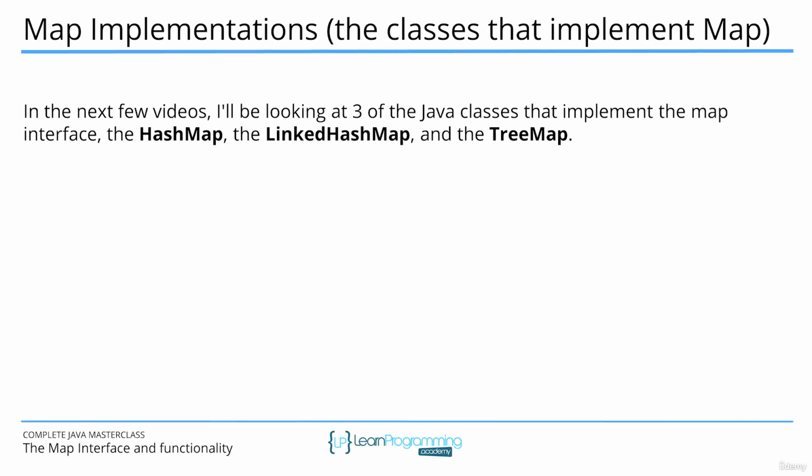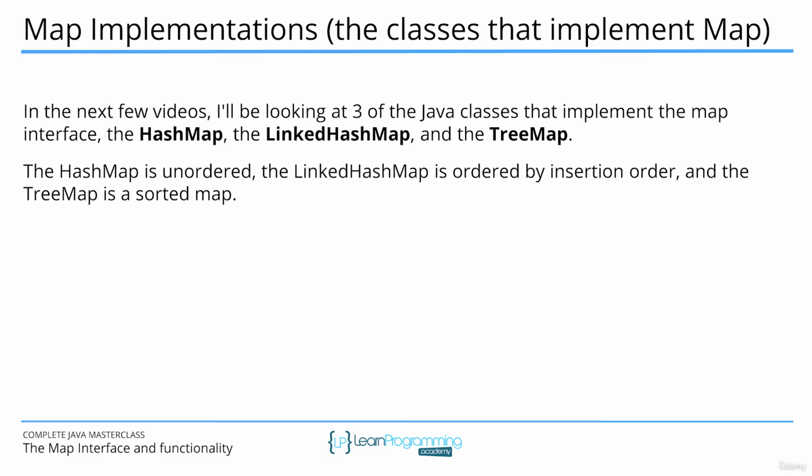In the next few videos, I'll be looking at 3 of the Java classes that implement the map interface: the hash map, the linked hash map, and the tree map. The hash map is unordered, the linked hash map is ordered by insertion order, and the tree map is a sorted map.